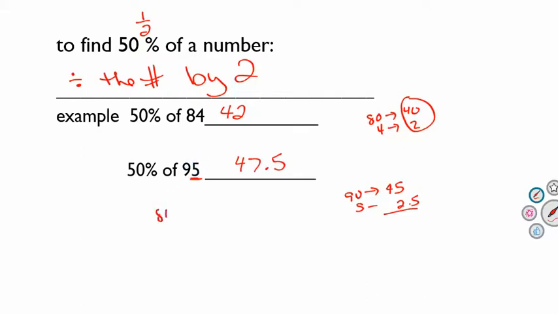You can break this into any numbers that make it easy for you. You could have done 80 and 15, because half of 80 is 40, and half of 15 is 7.5, which again comes out to 47.5. So for 50%, you're just dividing the number by 2.